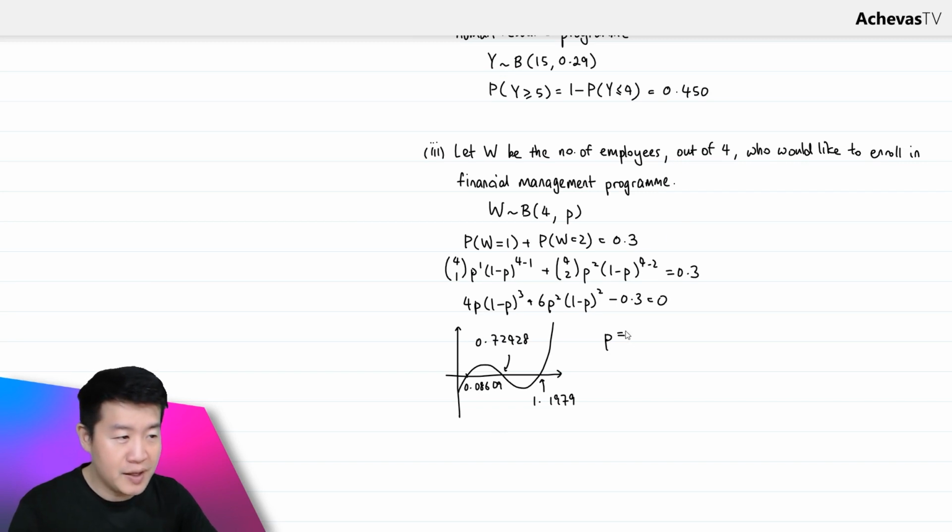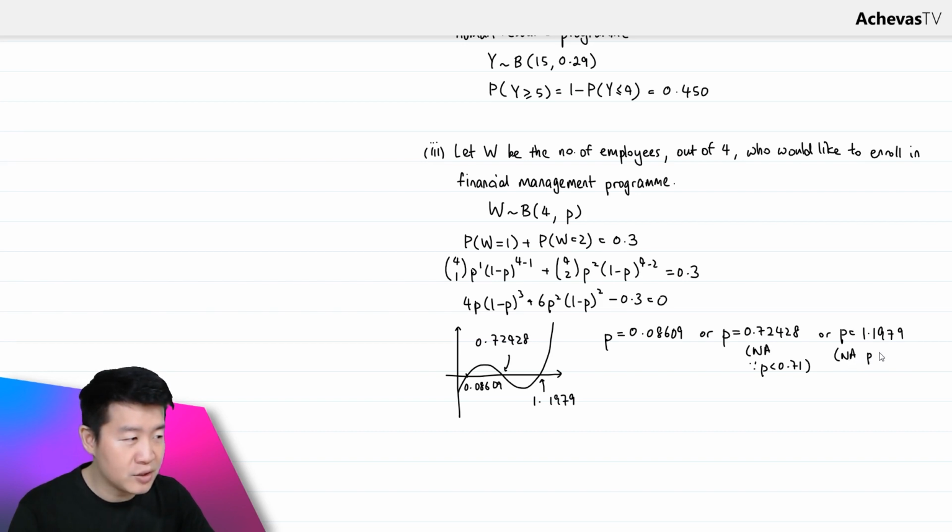My answer is going to be this. So p is going to be equal to 0.08609. I'm going to go for this. Or p, according to the graph that I've gotten, is this, which I'm going to be rejecting. Maybe I should write a reason. Rejecting because p should be less than 0.71. Or p, in this case, 1.1979. It is easy to find a reason to reject this because p should be between 0 and 1. Therefore, I know p is going to be equal to 0.0861. Okay, there should be a 0 here to 5 SF.